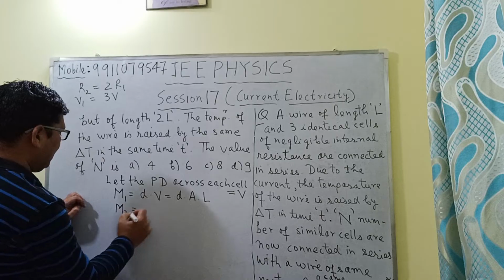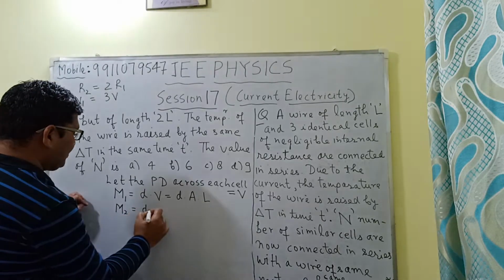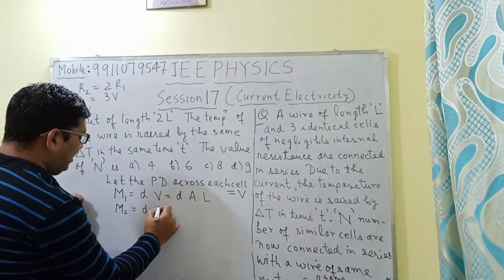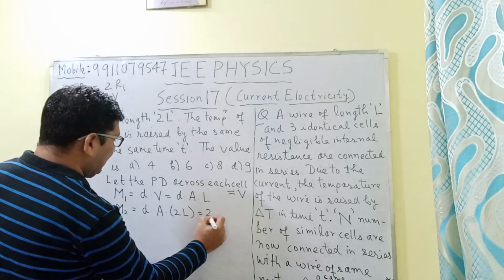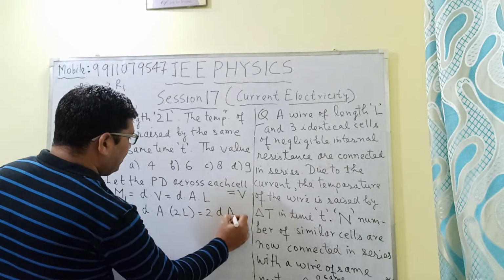and the mass of the wire in the second case, say it is m2, will be equal to density of the material into volume. Volume is area of cross section into length. Length is equal to 2 times L, which gives 2 times D A L.